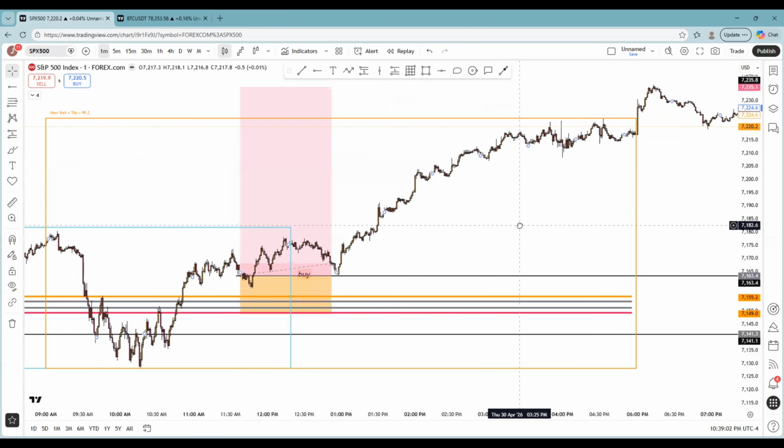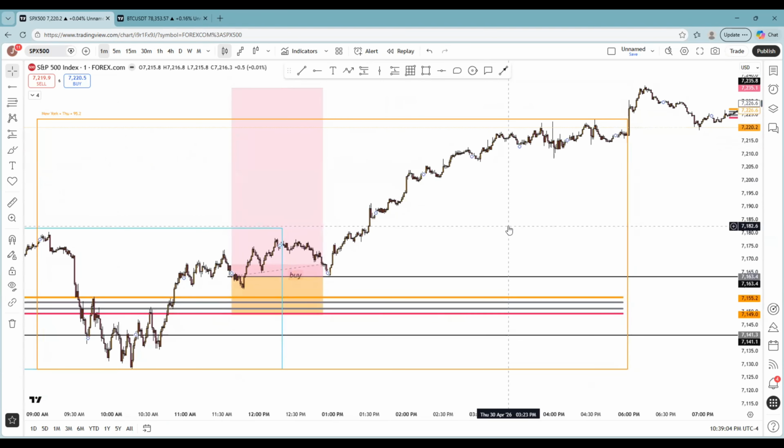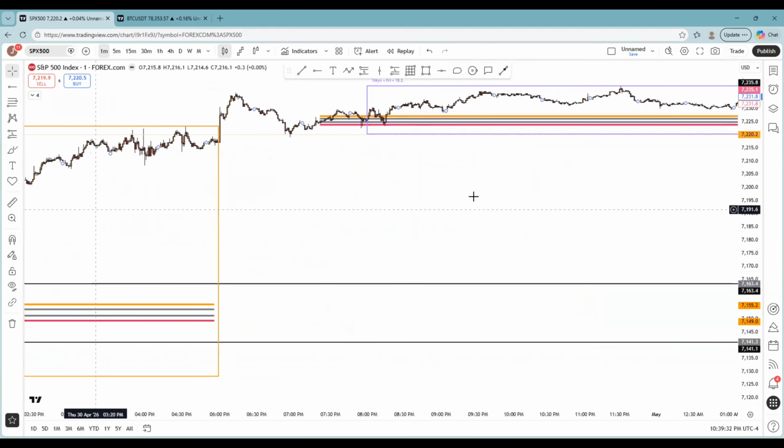Keep in mind, you guys, these are sniper entries. As you can see, I was catching these entries on the 1 minute, not the two, not the three, not the four, not the five, not the 1 hour, not the 4 hour, not the weekly, not the monthly. These were 1 minute time frames. Insane, right?